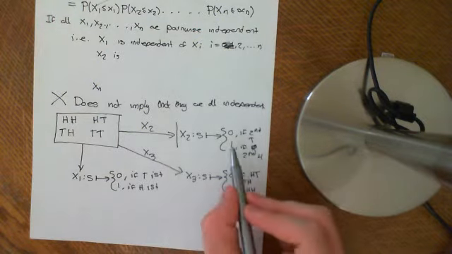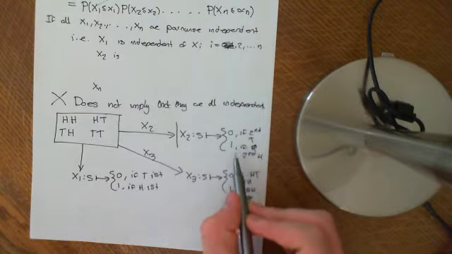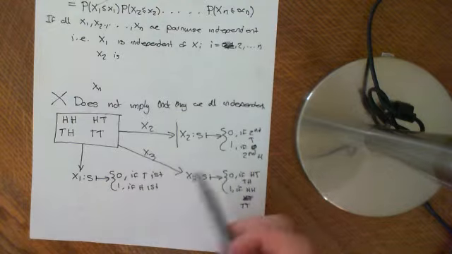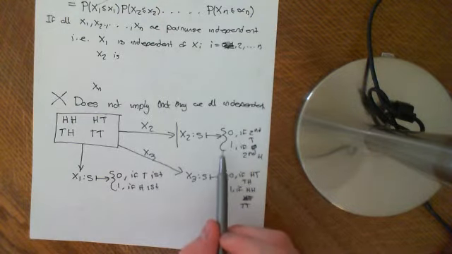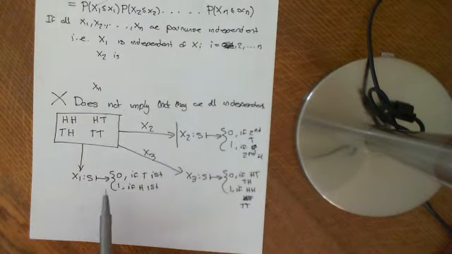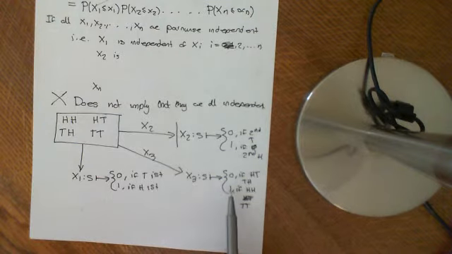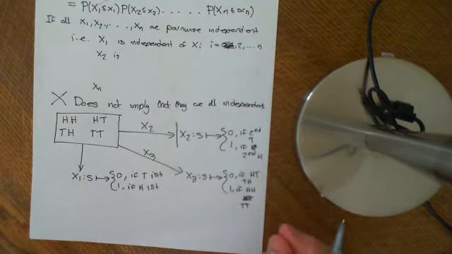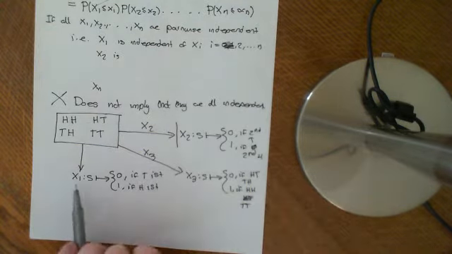However, x1 is certainly independent of x2, because knowing what you got on your first flip certainly doesn't affect what you get on your second flip. And indeed, x1 is independent of x3 as well, because knowing what you got on your first flip doesn't tell you anything about whether you're overall going to get two flips of the same thing, or you're going to get two different things, because it doesn't tell you anything about what you get in your second flip.